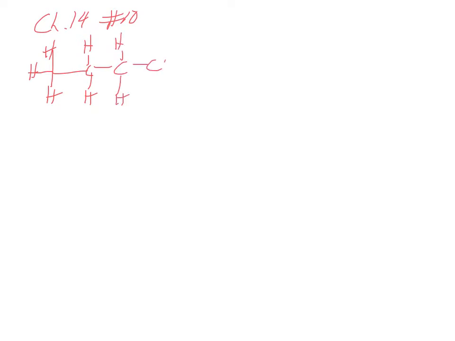So let's look at chapter 14, number 10. This is a tricky one because Sapling's really careful about electrons and balancing charges. So what happens first in a mass spec? The first thing that happens is we're going to lose an electron.